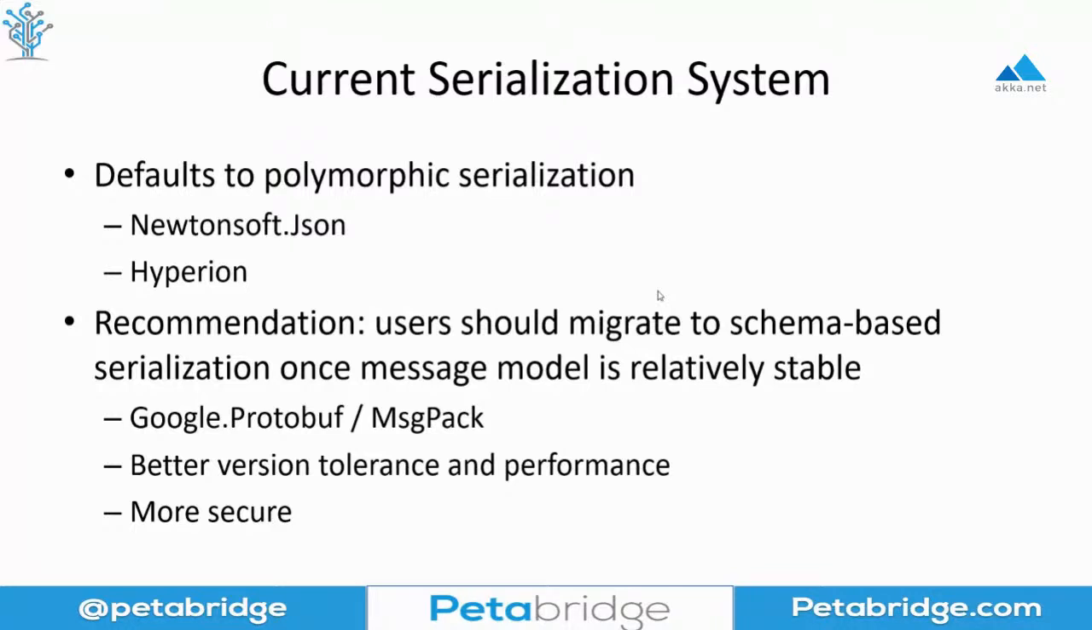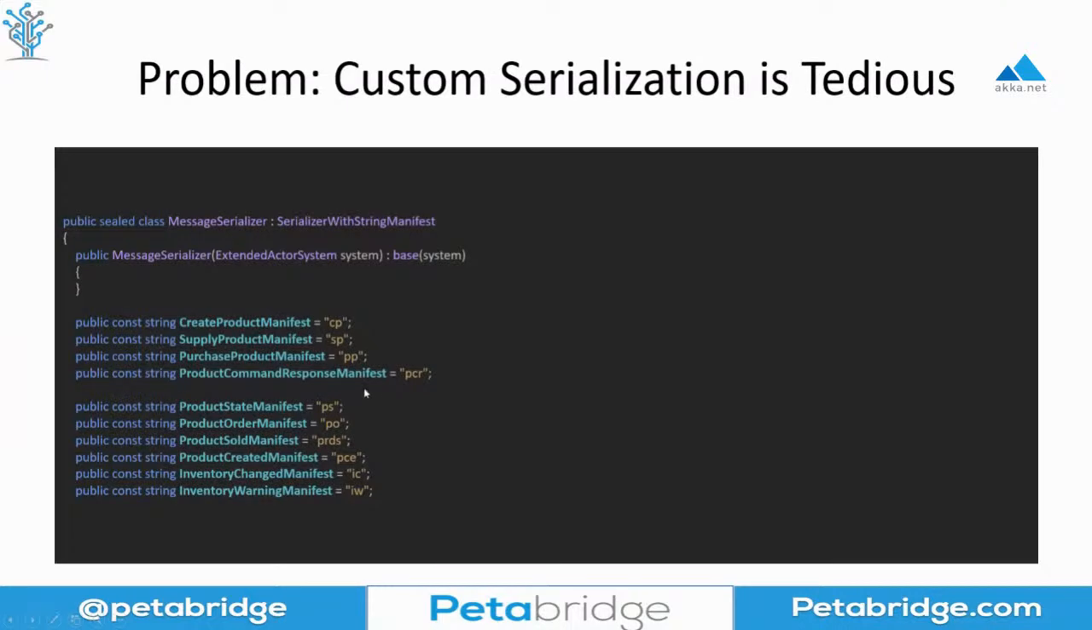Namely, you don't have to worry about risky types being deserialized because we're not using reflection anymore to do arbitrary type instantiation. Instead, we're limited to an explicit set of types that can be instantiated based off the user's definitions. So these are the things that we've been recommending to users for years. However, there are some significant problems with the current serialization system.